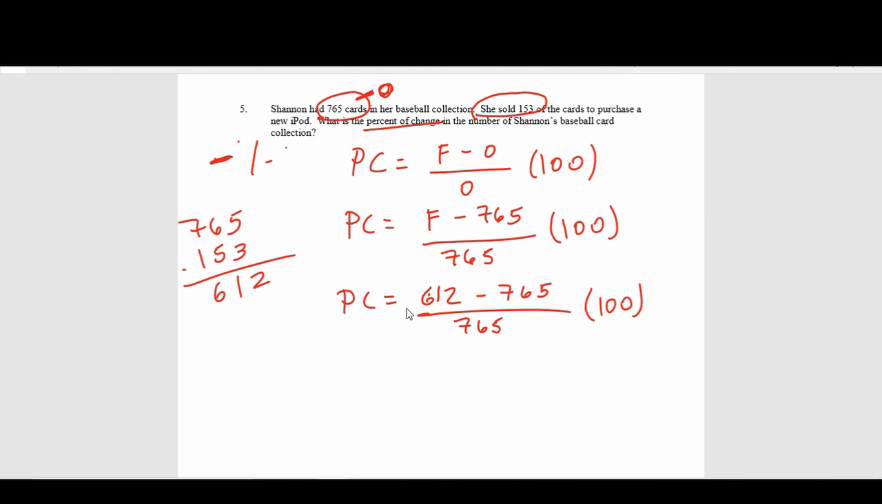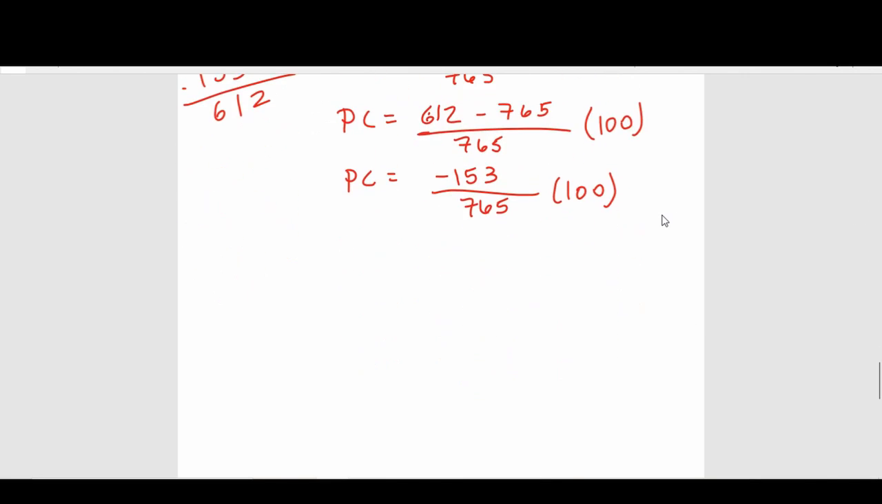Now, I don't have to do this math. I don't need to know what 612 minus 765 is, because I know it's going to be negative 153. 612 minus 765 is going to be negative 153 over 765 times 100. Okay, so now all I have to do is solve this accordingly to find the percent change.